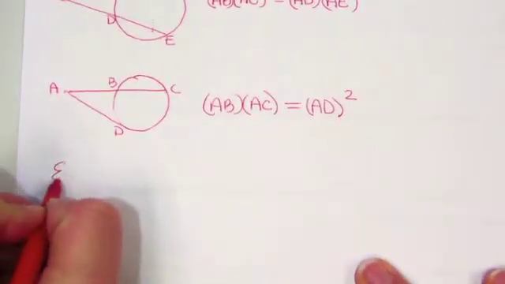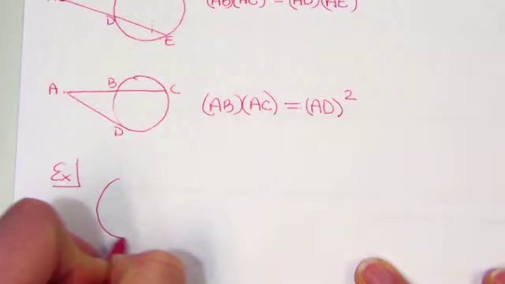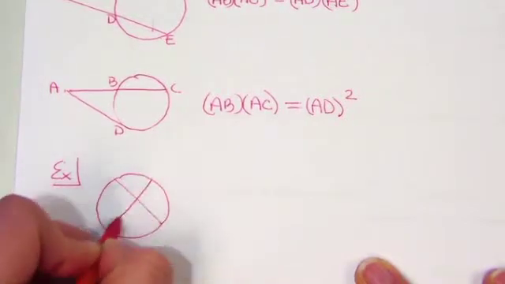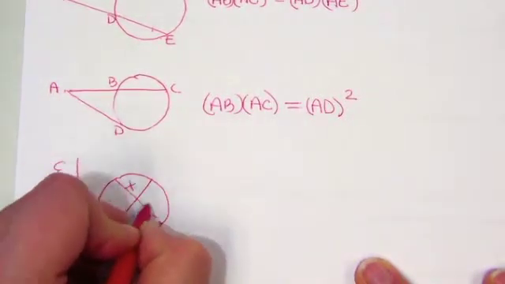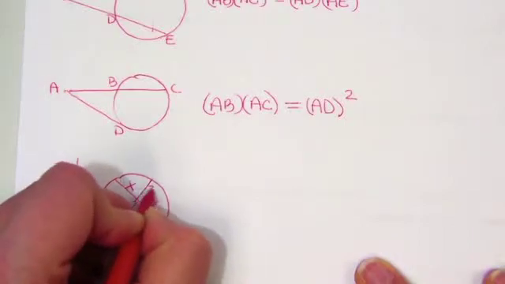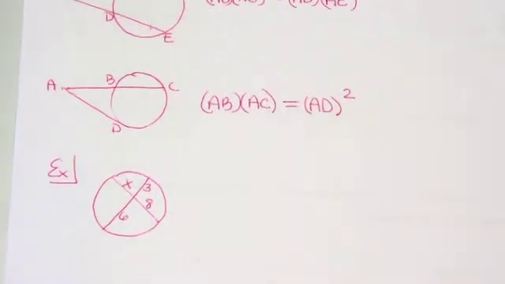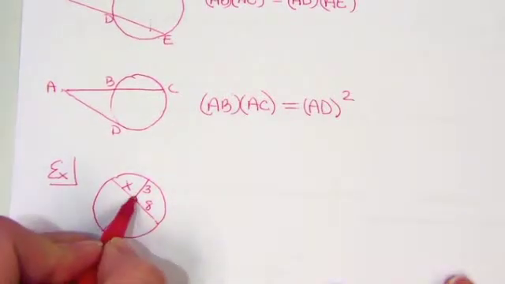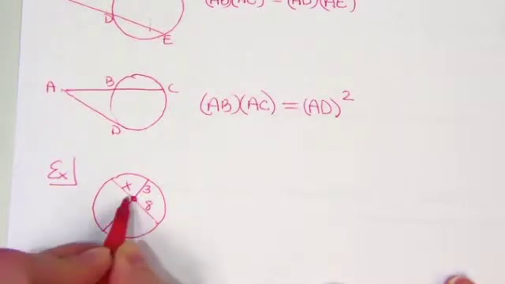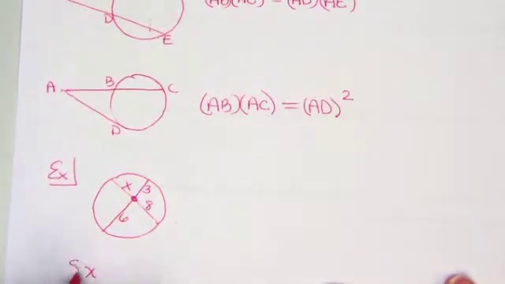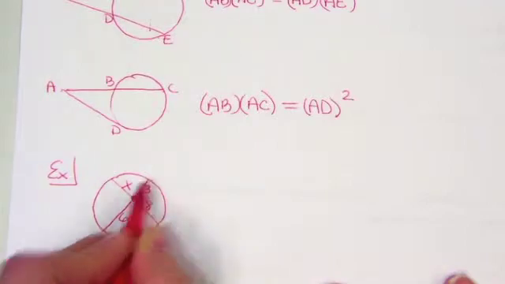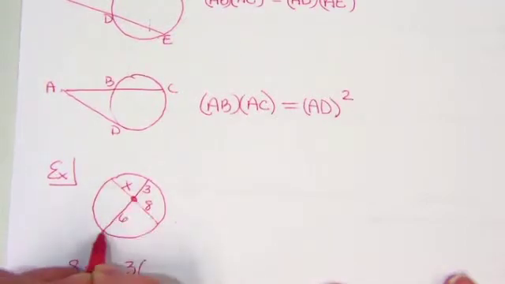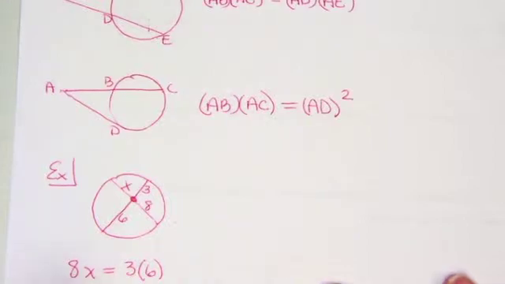A couple of quick examples. If we look at this chord, chord example, not drawn to scale. Here's my point. I'm going to go point to circle X times point to circle 8 equals point to circle 3, point to circle 6. 8x equals 18, x equals 18 eighths.